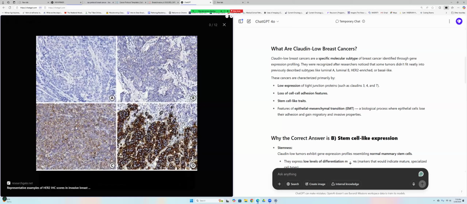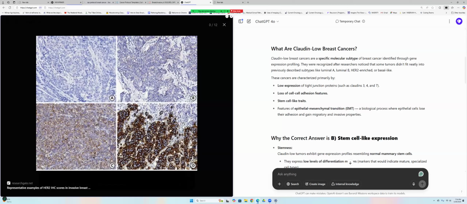C. Weak complete staining in more than 10% of the tumor, with more than 10% of the tumor cells. That's 2 plus.